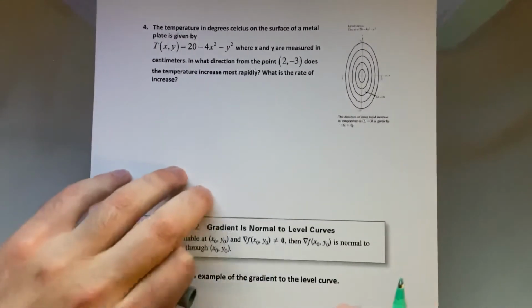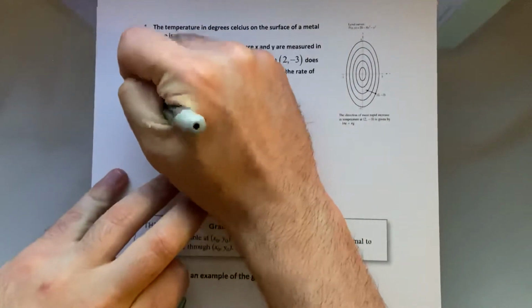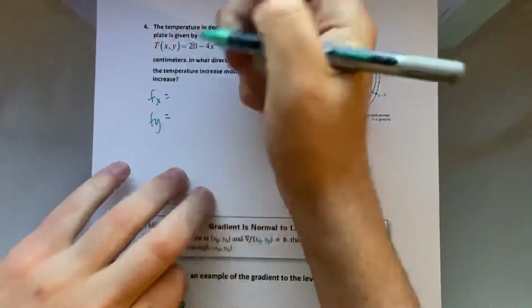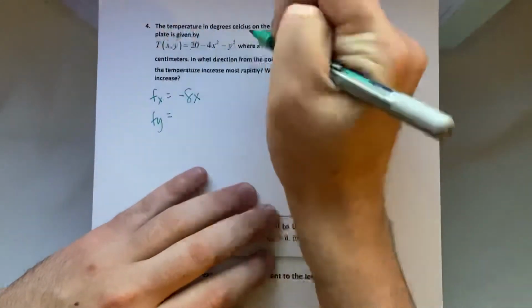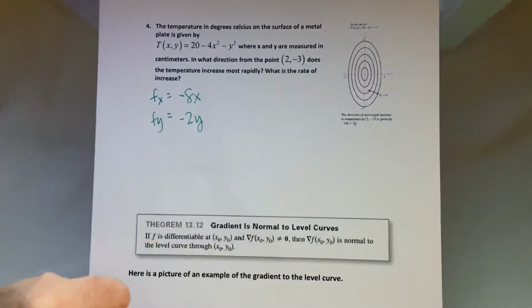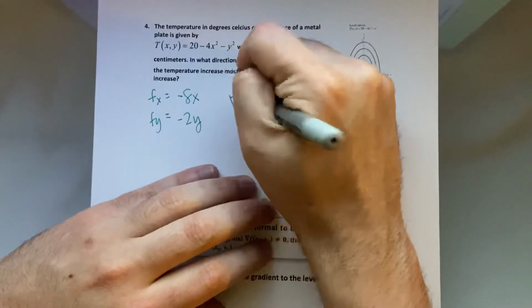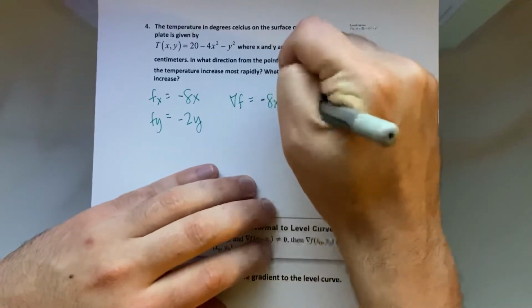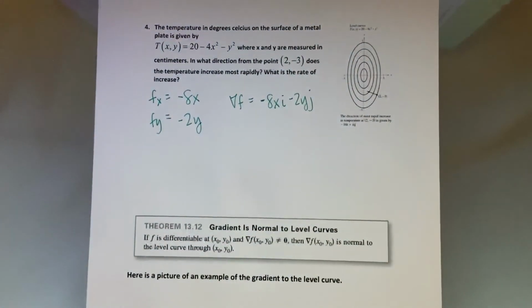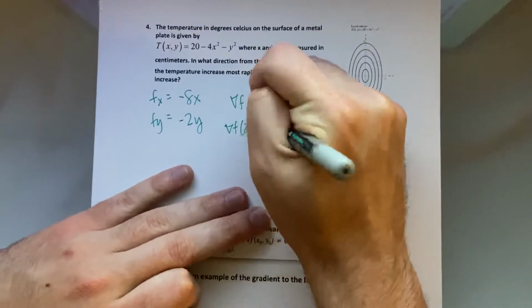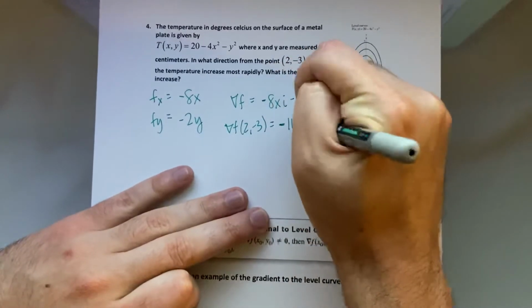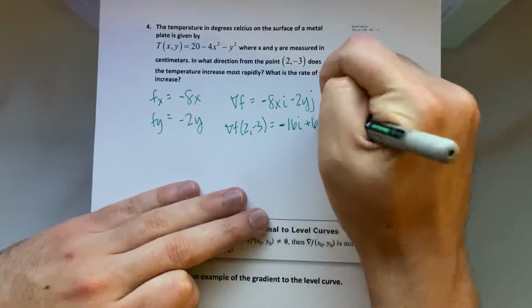Okay, so the gradient can help us with this, so let's find the gradient. And again, I need both partials. There's no specific point here, so we just need the partials. That's negative 8x and negative 2y. And remember, for the gradient, those just go with negative 8x i minus 2y j. No particular point in this case. We could put x, y in there since we don't know the points. But we do want to plug in a point now, right? The gradient, it says at 2, negative 3, is negative 16i. Negative times negative is positive, plus 6j.